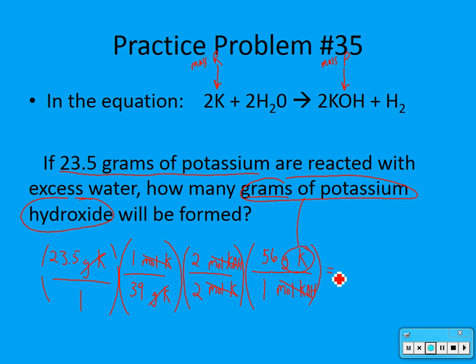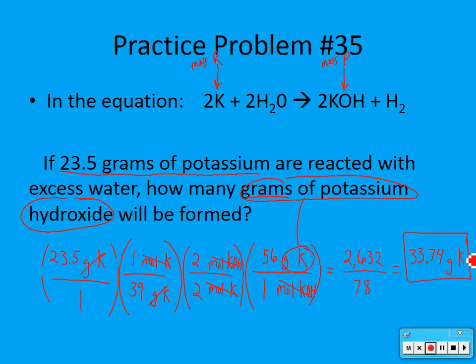Okay, let's just multiply across the top first. So 23.5 times 2 times 56. I'm getting 2,632 divided by, let's multiply across the bottom. So 1 times 39 times 2 times 1 is 78. So now let's divide those. 2,632 divided by 78. Okay, and this is what I get, 33.74. 33.74. What's my units? Grams of potassium.